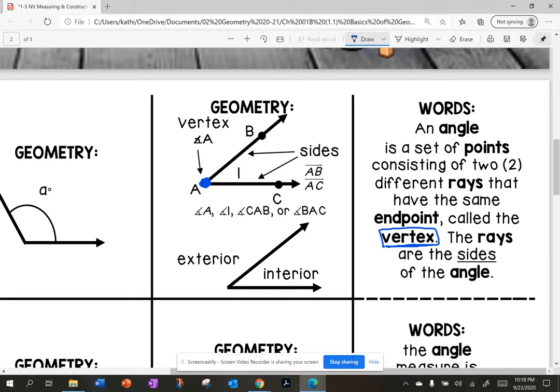I have a couple different ways I can name my angle. I can name my angle by just the vertex. I can name my angle by a number on the inside of the angle, so this would be angle 1. Or I can name my angle by a point on the ray, the vertex, and then the point on the other ray. But the vertex must be the middle letter. So I can name this as angle CAB or angle BAC. The vertex must be the middle letter.